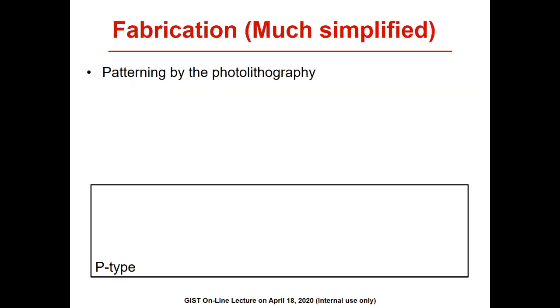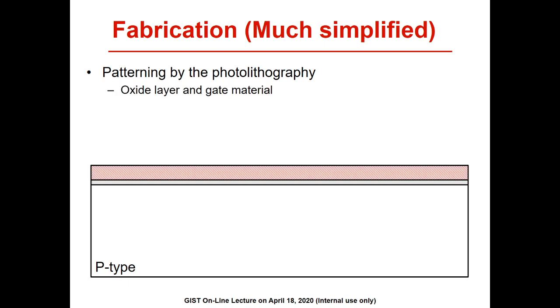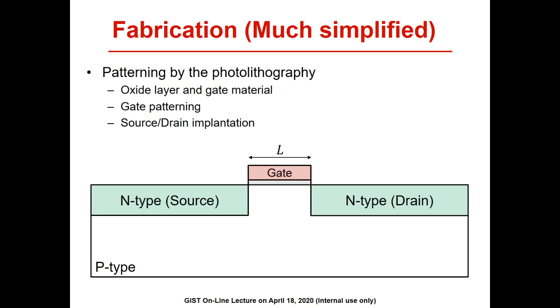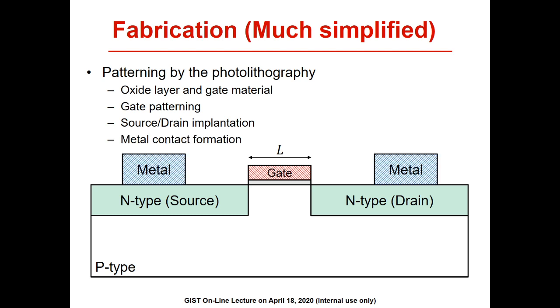Although too much simplified, the fabrication process is introduced. It is noted that the patterning is done by photolithography. On the p-type substrate, the oxide layer and the gate material are made. It is patterned in order to define the gate whose length is L. By ion implantation, the source and drain regions are made. Then, the metal contacts are formed on the source and drain regions.